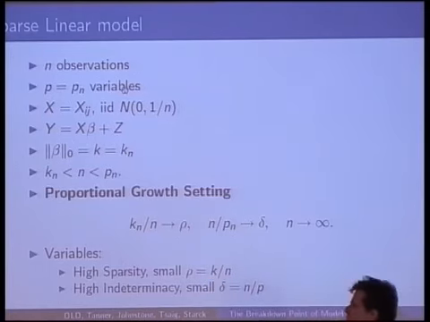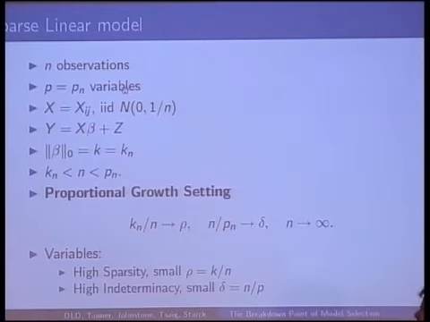So rho is a measure of sparsity. That is, if it's small, then we have a very high degree of sparsity in the model. And delta is a measure of indeterminacy. If delta is small, then we have a very high degree of indeterminacy of the underlying linear equations.